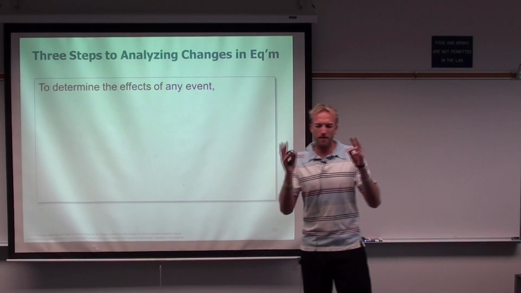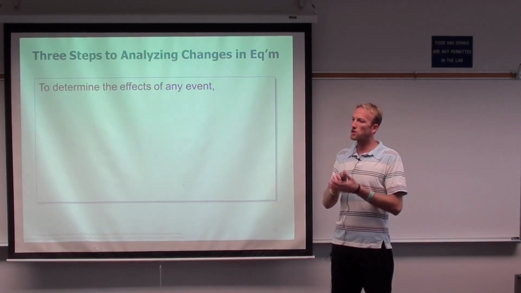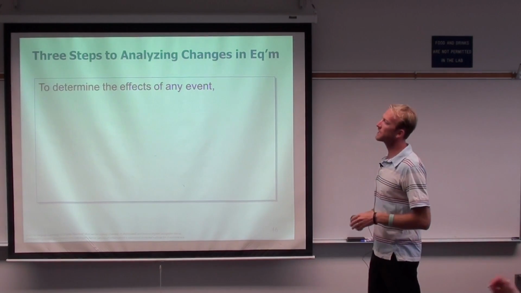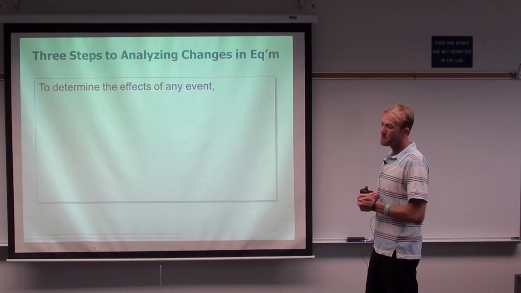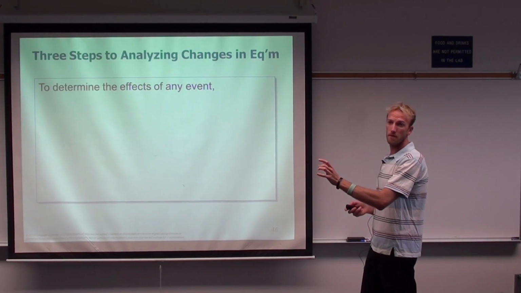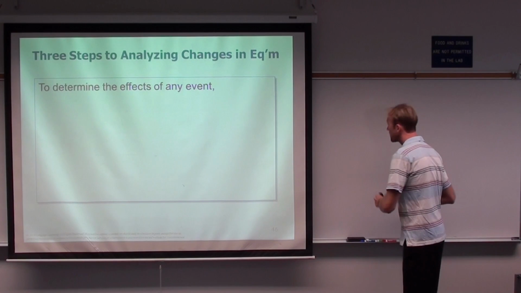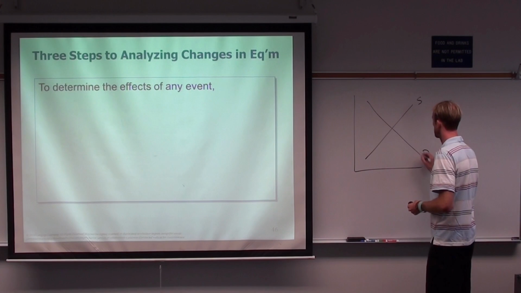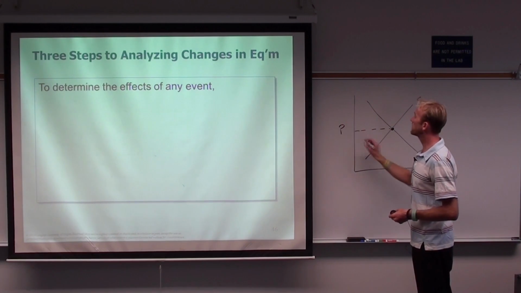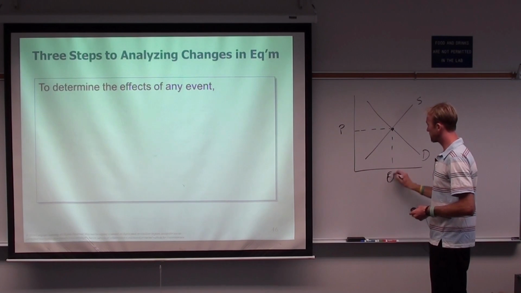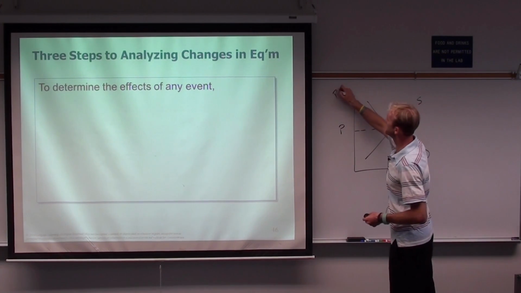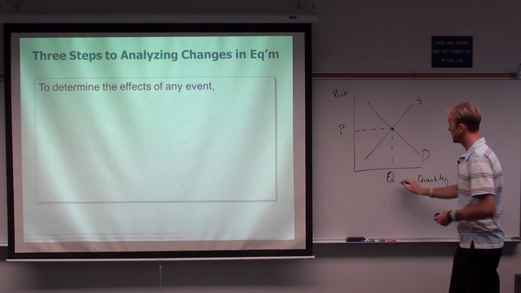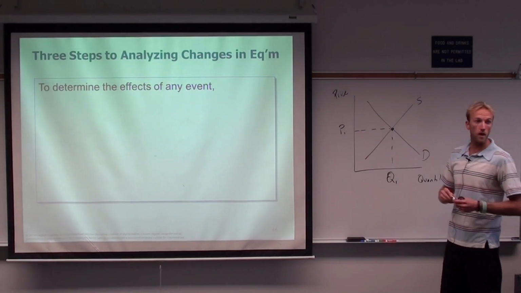Remember we talked about all these non-price determinants that could shift either the supply curve or the demand curve? Let's analyze one of these effects. So let's imagine that something happens in the economy, and we have an original supply curve and demand curve, an original equilibrium price and an equilibrium quantity. Let me label my axes. That's price, that's quantity. We'll call those P1 and Q1.